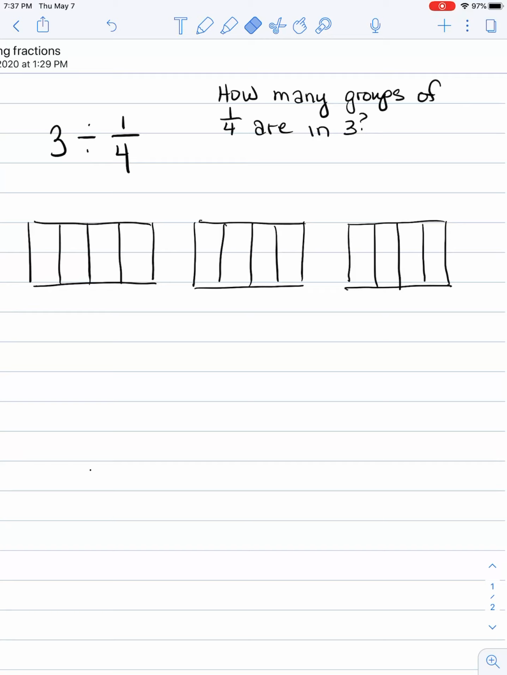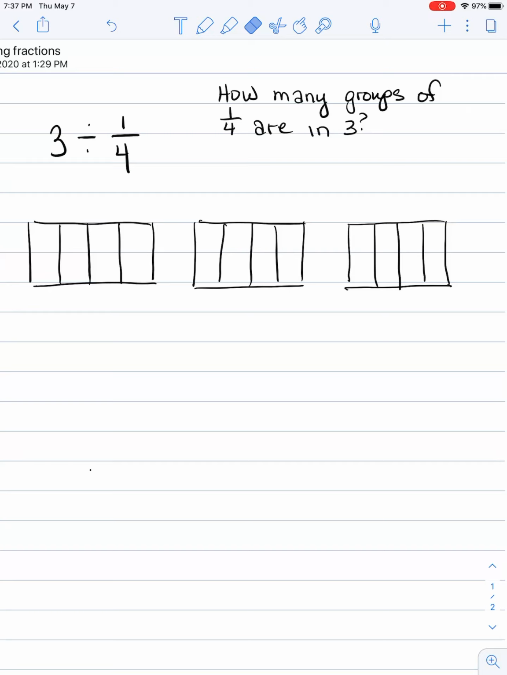I'm going to show you how we get our little kind of visual method for dividing fractions. So what we're going to do here is look at a model. Okay, so this is 3 divided by 1/4. As you can see, I have 3 rectangles.